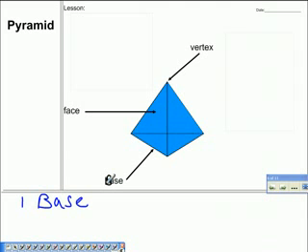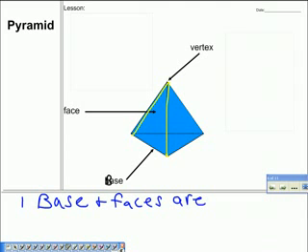And what about the sides? Its faces. In a pyramid, the faces are what? Well, what is this? A triangle, right. So the faces are triangles. We have one base and the faces are triangles. That's how we know we have a pyramid.